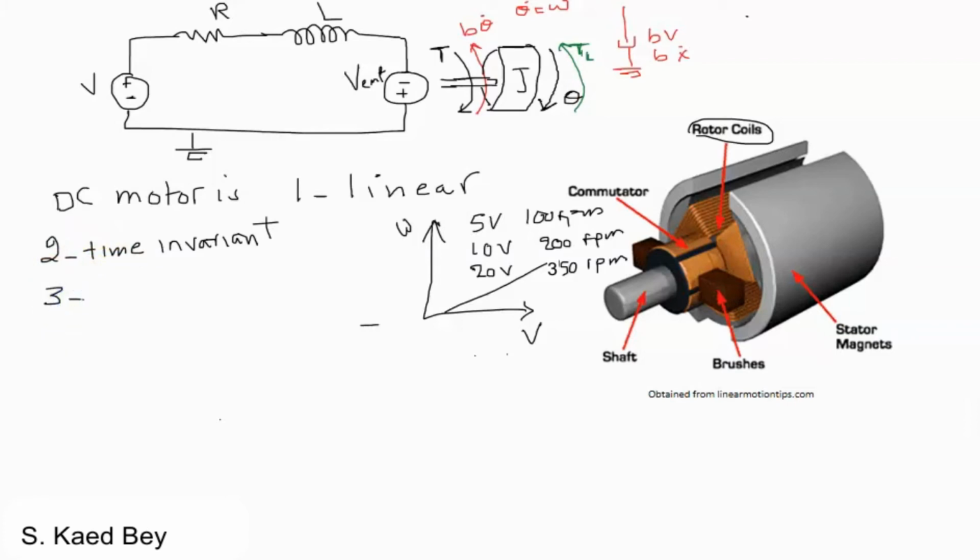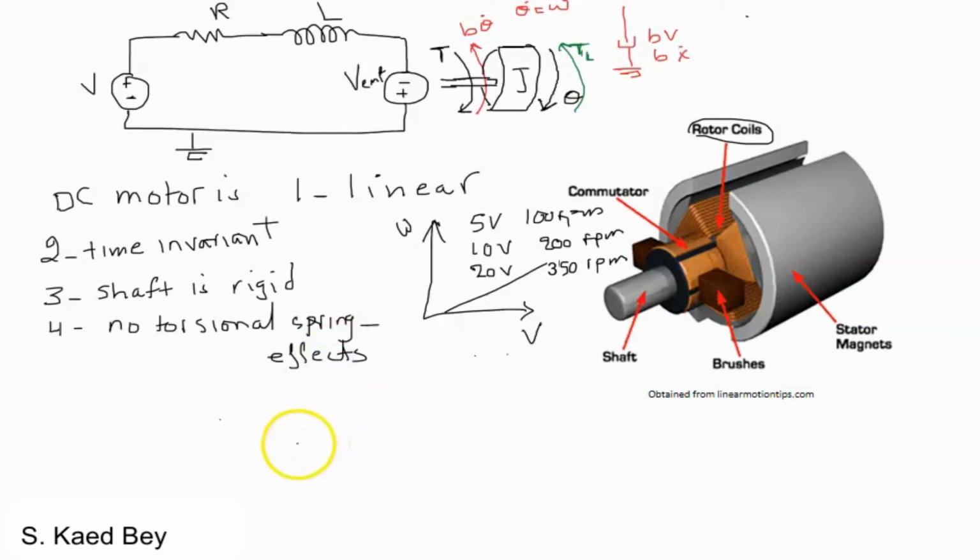As far as the mechanical part is concerned, we are also assuming that the shaft is rigid, and there are no torsional spring effects, or any rotational damping associated with it.